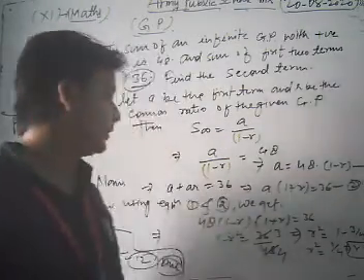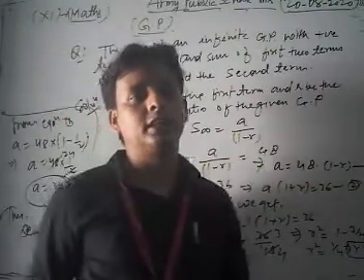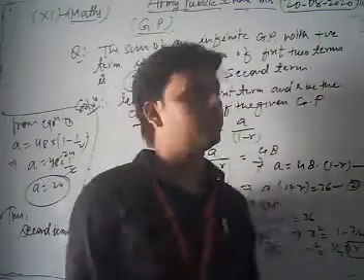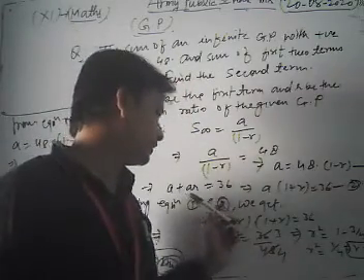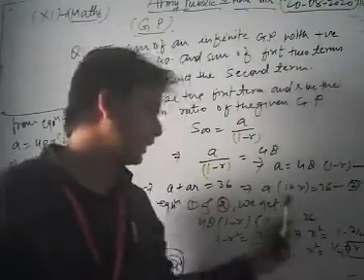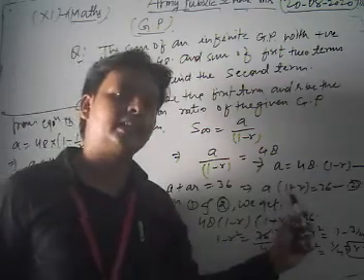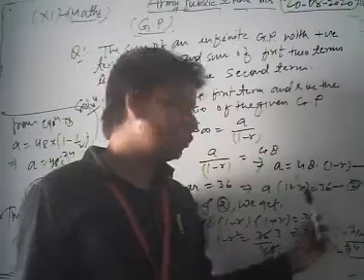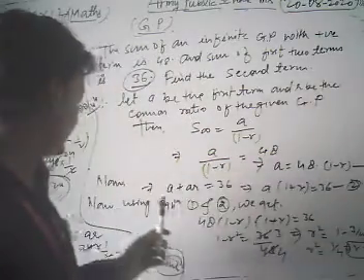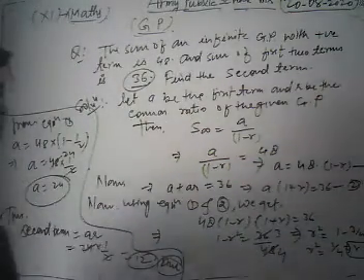Now, according to the statement, the sum of the first two terms is 36. So we apply A plus AR is equal to 36. Here we take A as common and we get A into 1 plus R is equal to 36. Now using equations 1 and 2, we put the value of A in equation 2. In this way we get the value of A as 24.